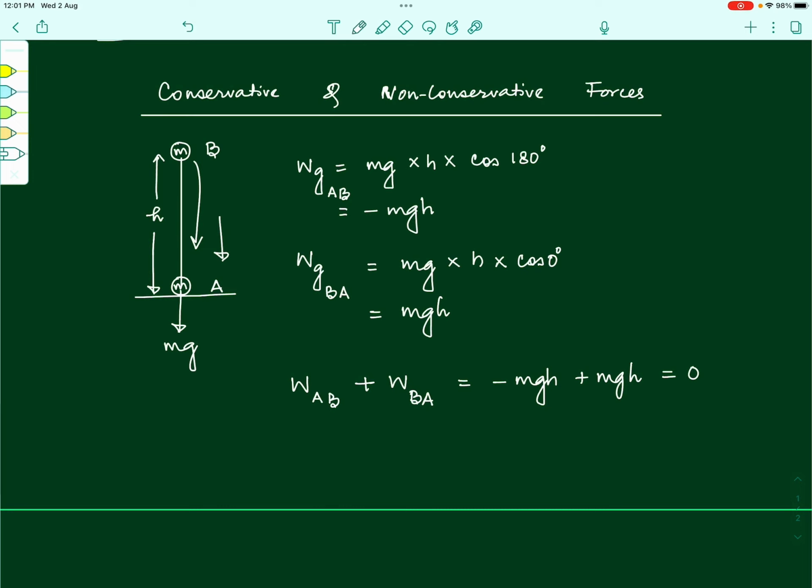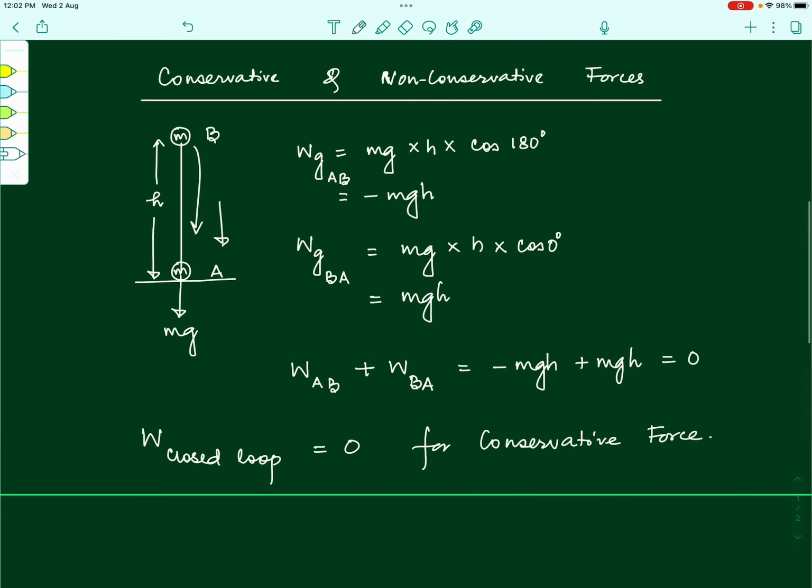So, this is an important characteristic of conservative forces. In fact, sometimes conservative forces are defined the same way. Conservative forces are said to be those forces for which the work done over a closed trip, a closed loop, is 0. Okay?